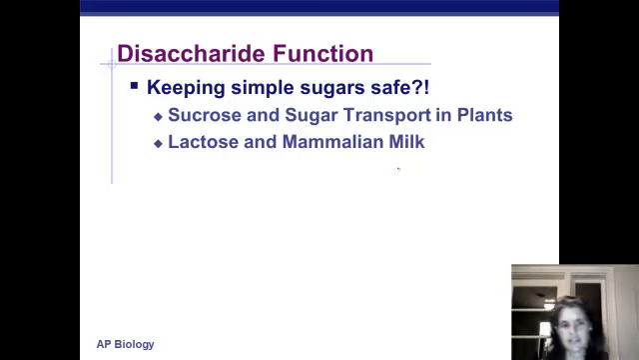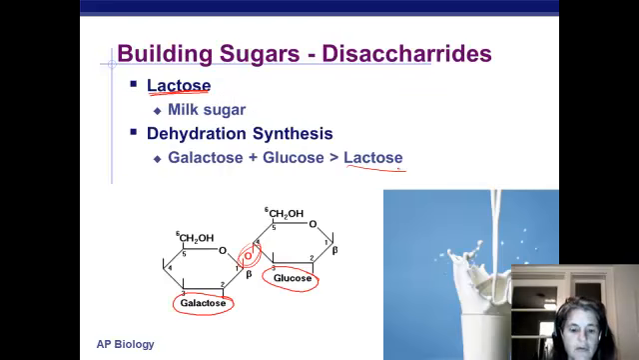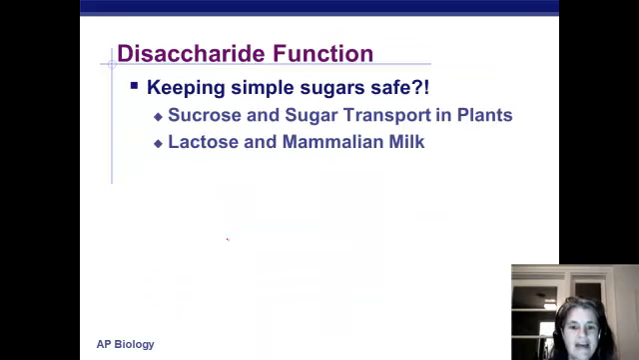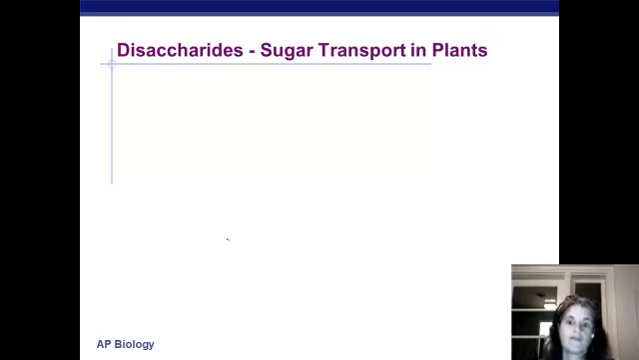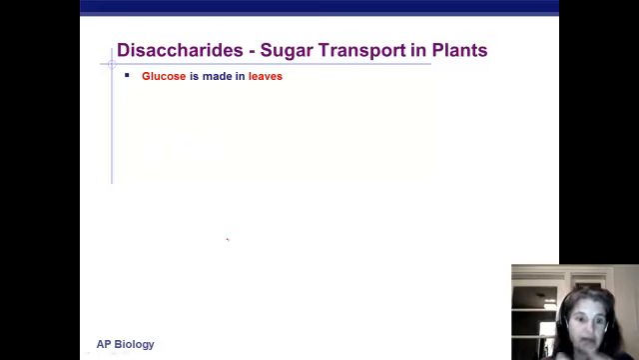Disaccharides give us energy, but not quite as quickly. The reason it's not quite as quick as a simple sugar is because before this can enter into cell respiration, we've got to break an extra bond. That is useful for organisms, because if all we had in our bodies were those simple sugars, they would be used up very, very quickly in cell respiration.